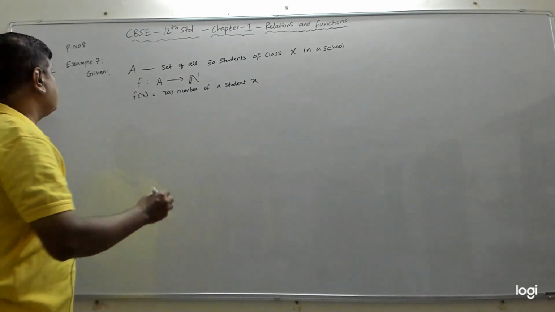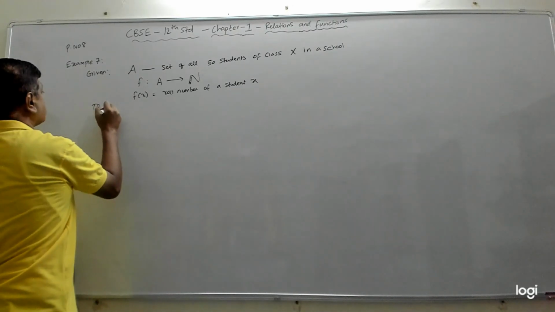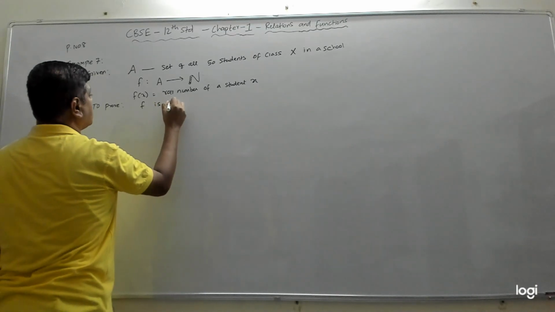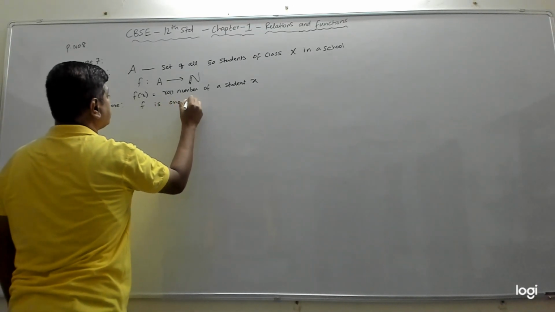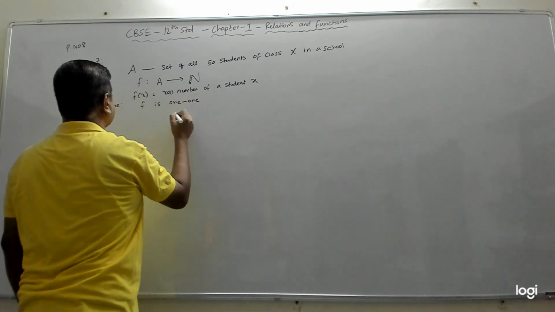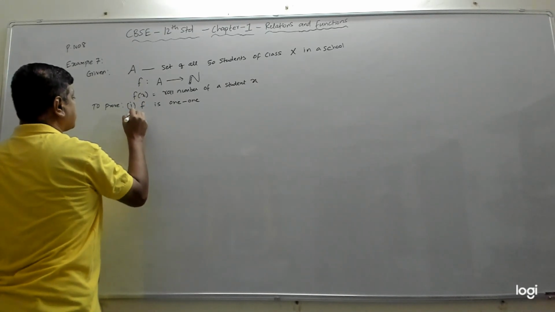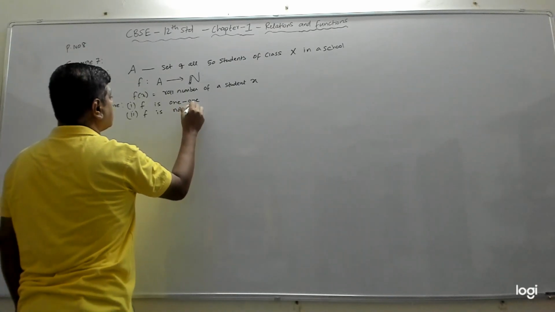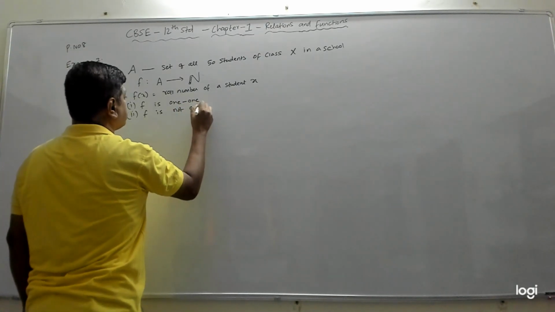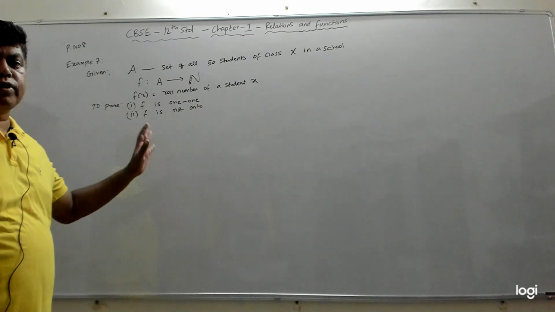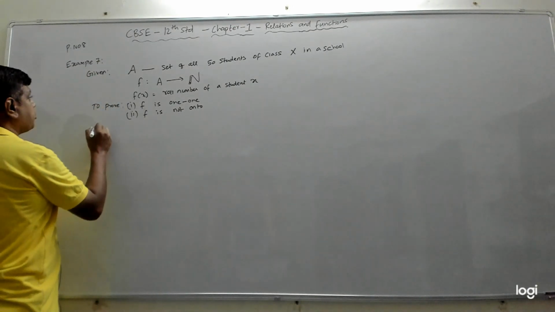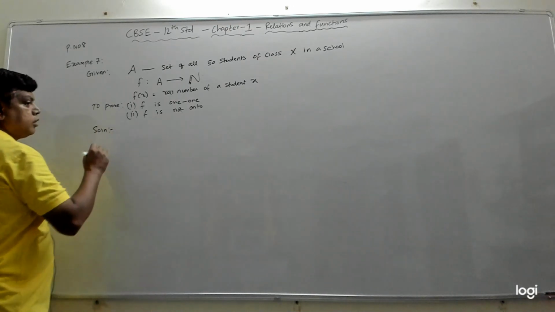So we have to show that f is 1 to 1 but not onto. So what we have to prove? To prove is f is 1 to 1, and second, we should prove f is not onto. You have to show that f is a 1 to 1 function and f is not an onto function. Now the solution or proof.